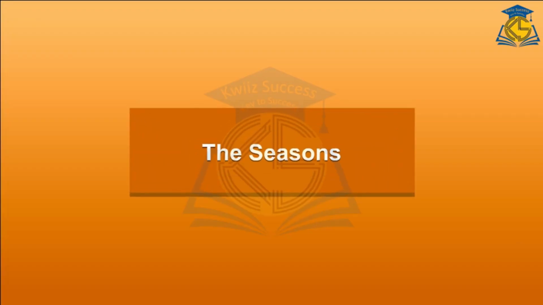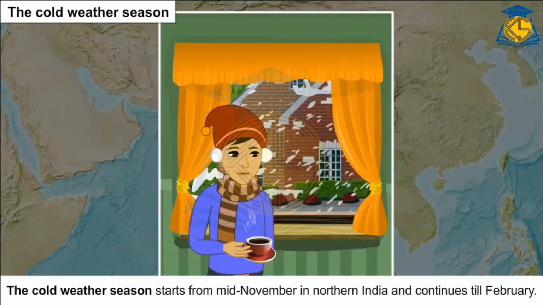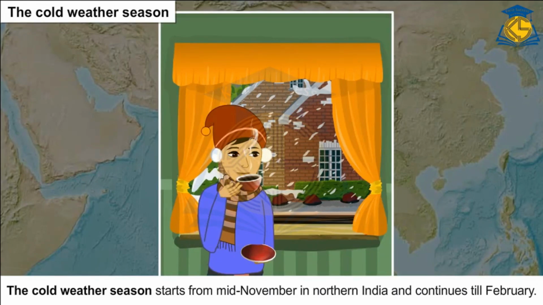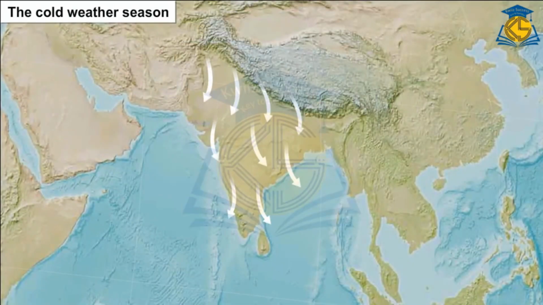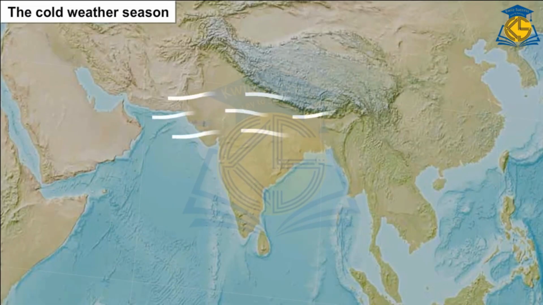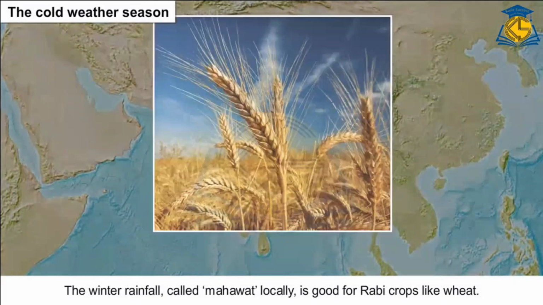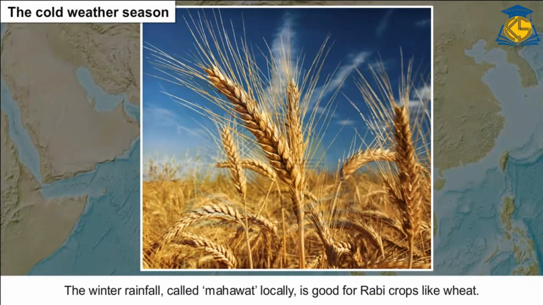The seasons. The cold weather season starts from mid-November in northern India and continues till February. During this season, the northeast trade winds blow from land to sea, causing a dry season. At this time, an inflow of cyclonic disturbances from the west and the northwest bring winter rains over plains and snowfall in mountains. The winter rainfall, called Mahavat locally, is good for rabi crops like wheat.